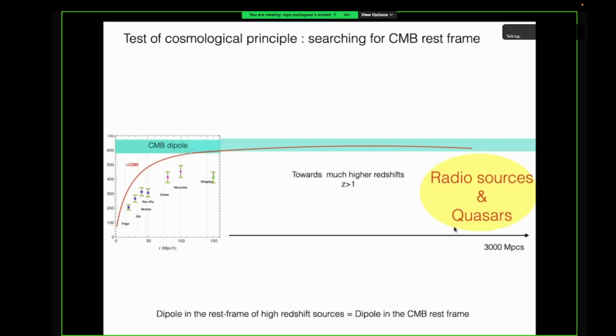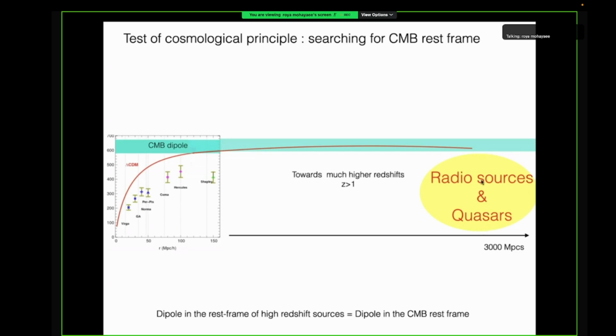At such large redshift, we don't really see very many galaxies. What we see, we don't see in the optical bands anymore. They are basically radio sources, quasars, infrared sources that are very luminous and come from the center of galaxies. They are AGNs, active galactic nuclei. They are very, very luminous. These are the sources we have.